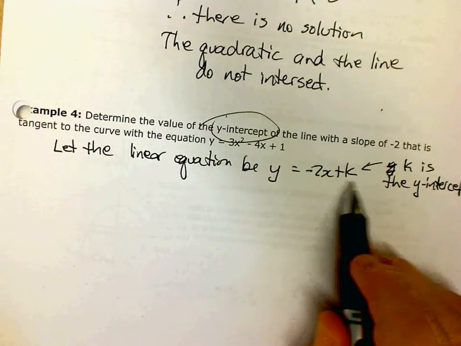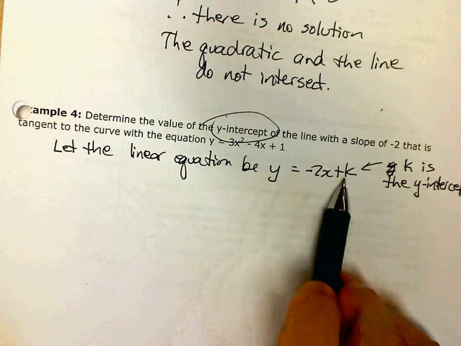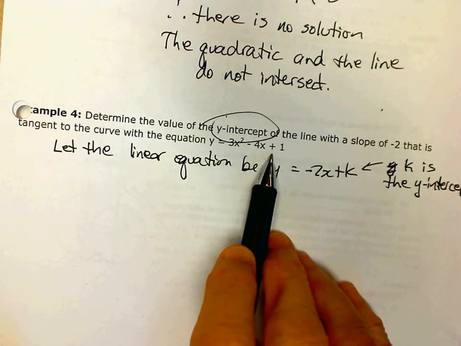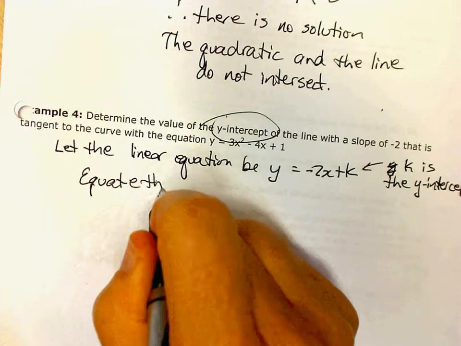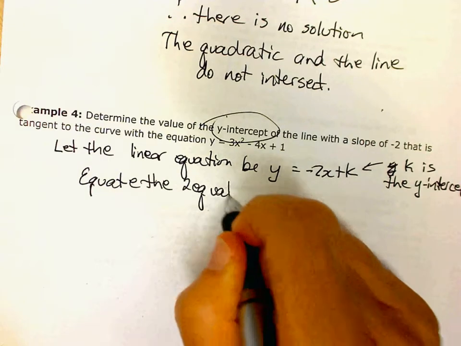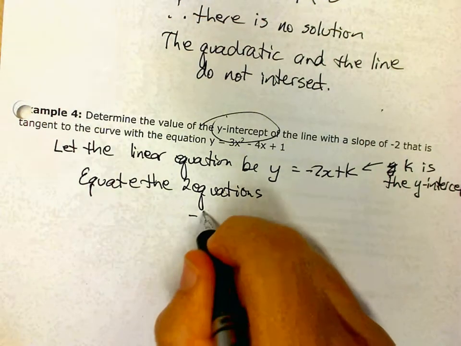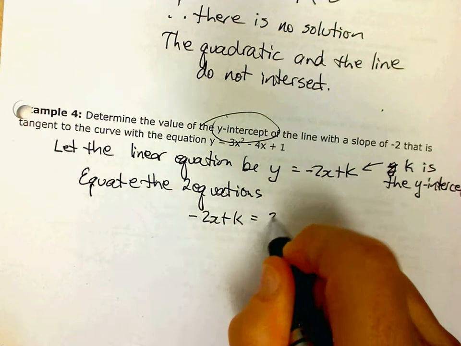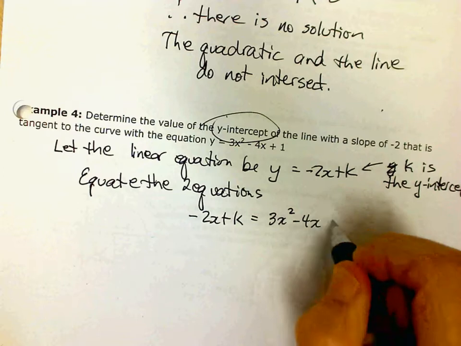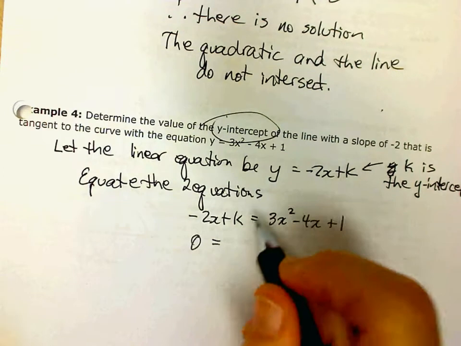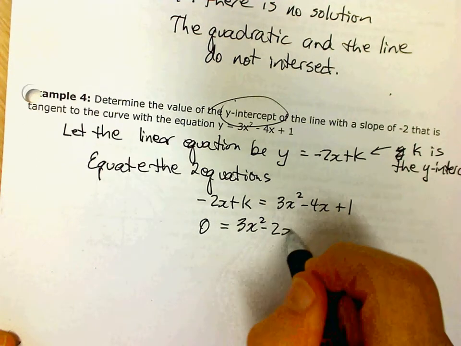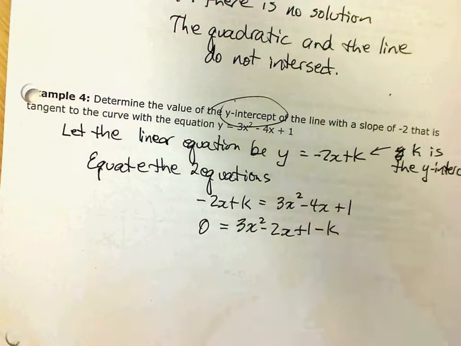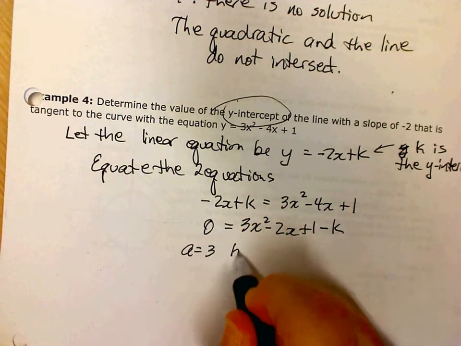So we have this line, we have this line. Let's equate the two equations. We get minus 2x plus k equals 3x squared minus 4x plus 1. Set one side to 0. That's going to be 3x squared minus 4x plus 2x minus 2x plus 1 minus k. So here you know a equals 3, b equals minus 2, c equals 1 minus k.